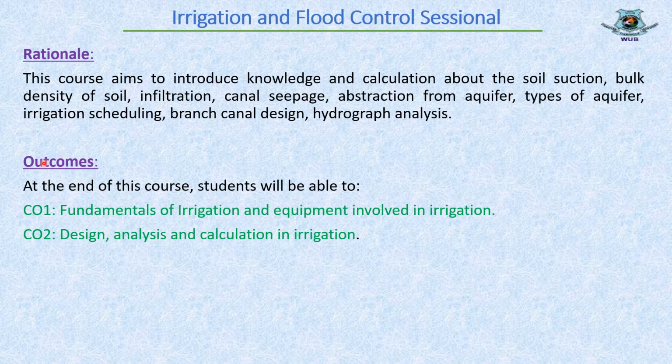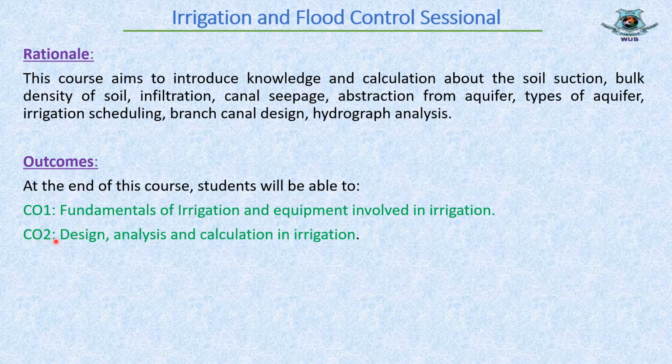Outcomes. This course has the following two outcomes. That means at the end of this course, you students will be able to know outcome number 1, fundamentals of irrigation and equipment involved in irrigation. That means you can understand about the irrigation, factors affecting irrigation, soil and water quality and requirement in quality irrigation, and also the equipment used in irrigation system.